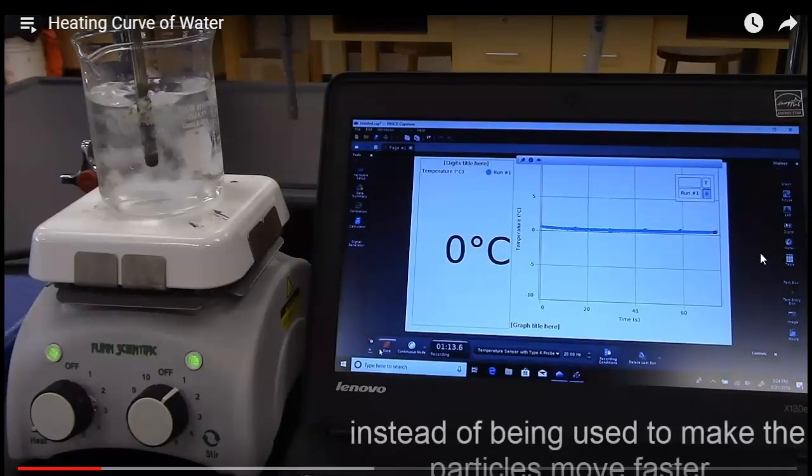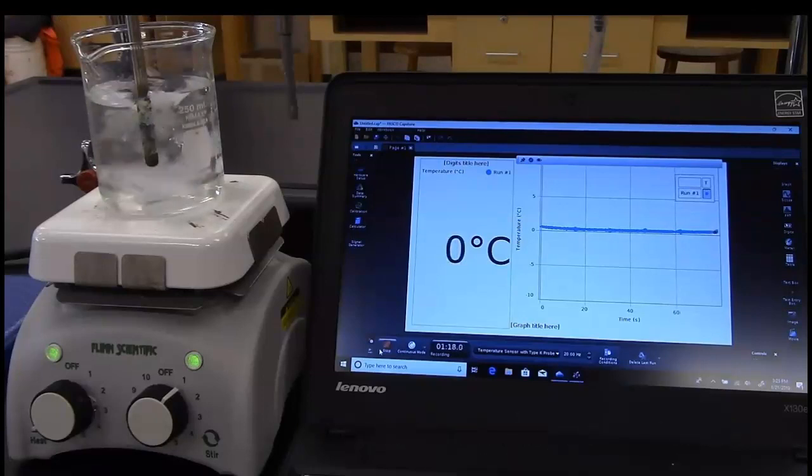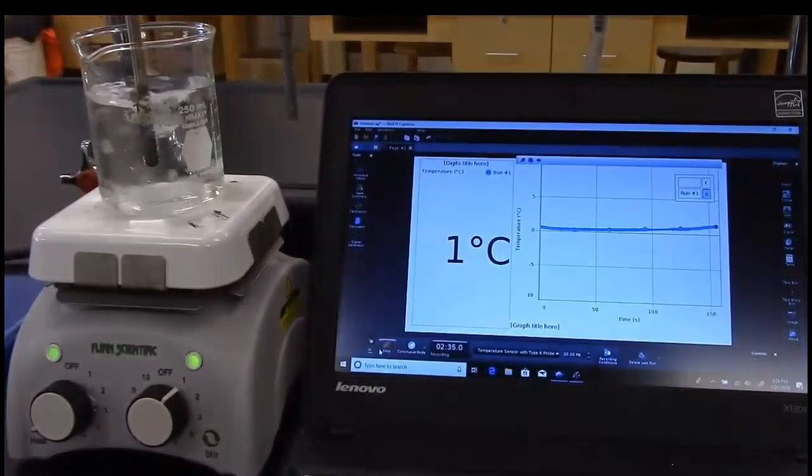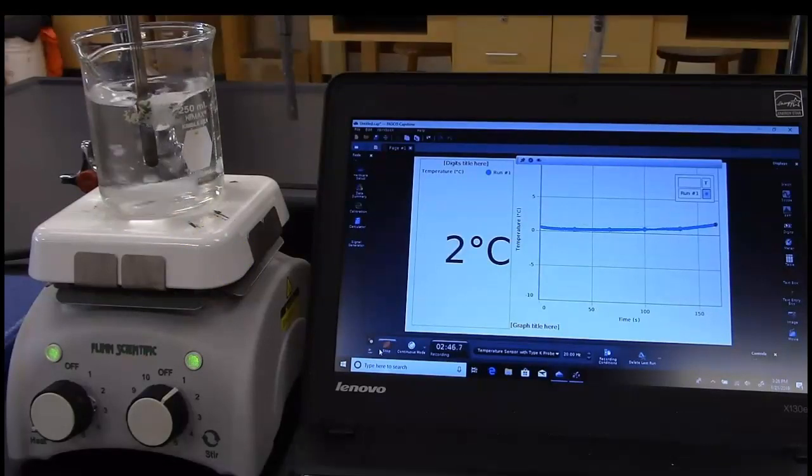It's because the added heat is used to break those attraction parts apart, and we're not really moving faster yet. So the particles are still going the same speed, they're just not as close together. So the temperature is not rising. But as soon as you see all the ice gone, now you've got a better shot of that magnet at the bottom, you're going to see the temperature start climbing up rapidly once the ice is melted.